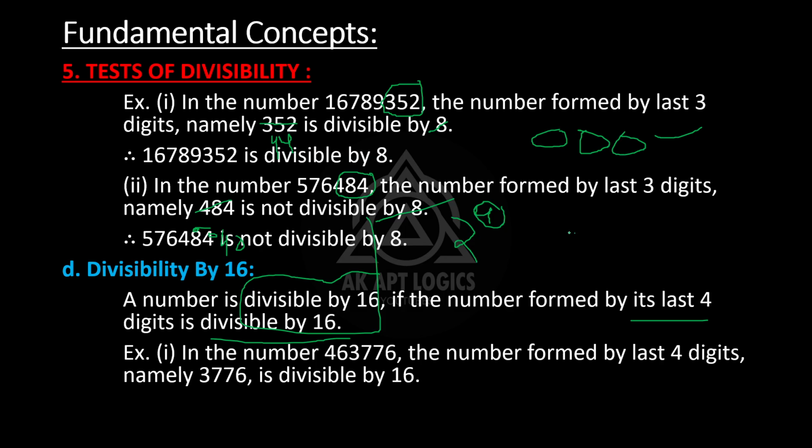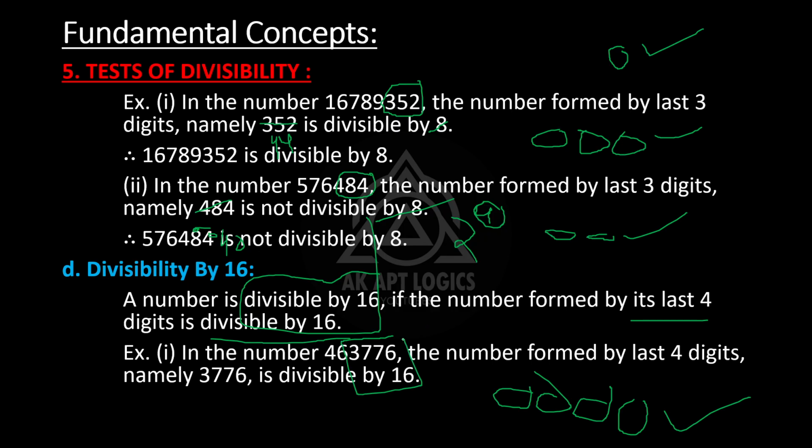In the case of 4, if the last 2 digits are 0, then the number is divisible by 4. In the case of 2, if the last digit is 0, then the number is divisible by 2. In the case of 16, if the last 4 digits are 0, then the number is divisible by 16. This is the one point you have to remember. And we are going to take the last 4 digits, so in this case 3776 from the number 4637776. It is divisible by 16. Once you check it.